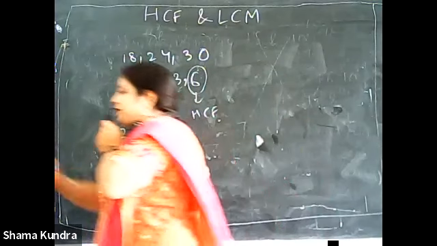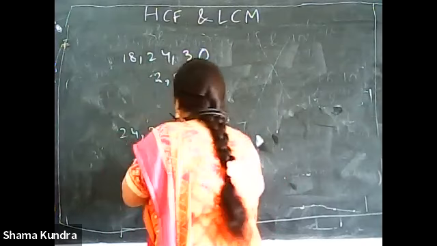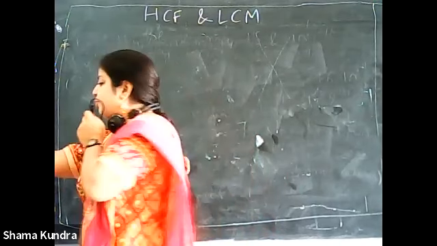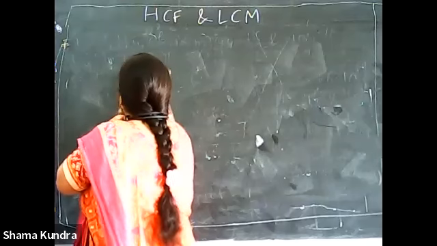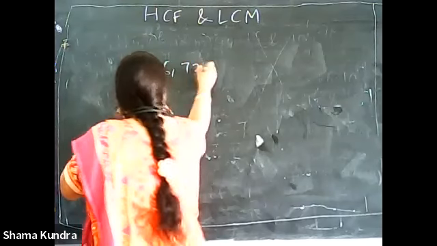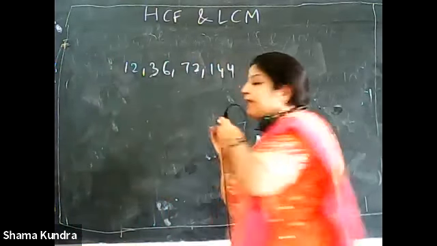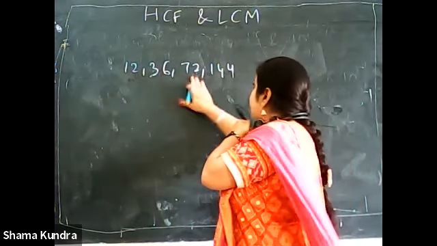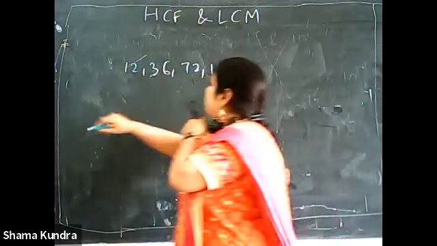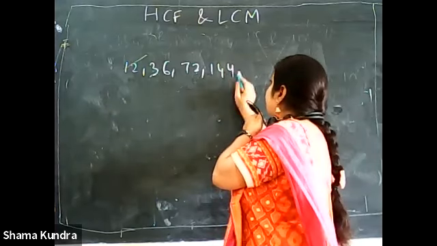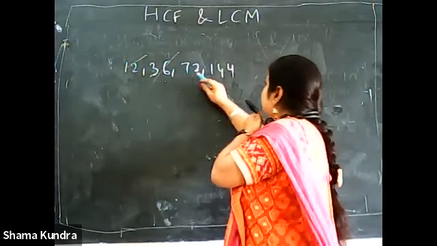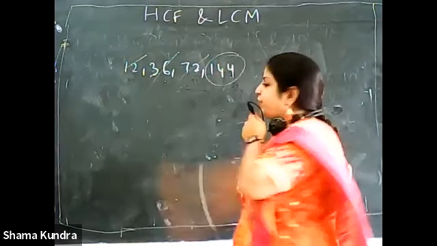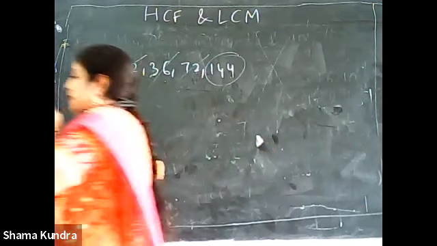You can also find the LCM by some trick. See how. If I want to find the LCM of 12, 36, 72 and 144. In case of LCM, you can see 12 can divide 36, 72, 144, so leave it. Now 36 can divide 72, 144, so leave it. 72 can divide 144, so leave it. So 144 will be the LCM.